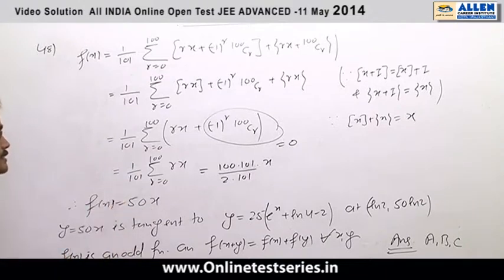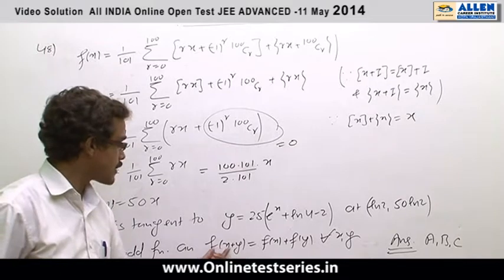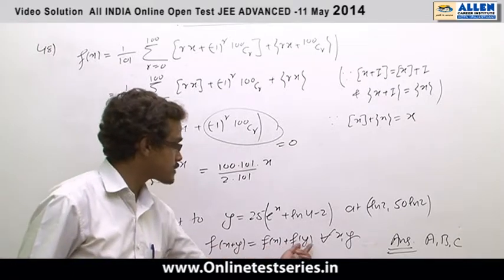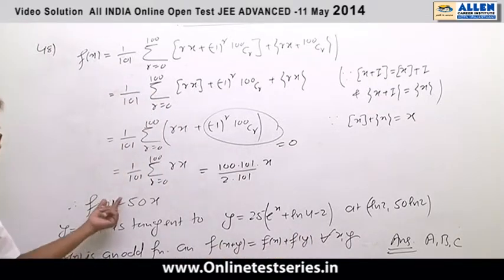So f(x) becomes 50x, which is a linear function and satisfies, for all x and y, f(x plus y) is equal to f(x) plus f(y). As well, we know that this is an odd function because f(-x) is equal to -f(x).